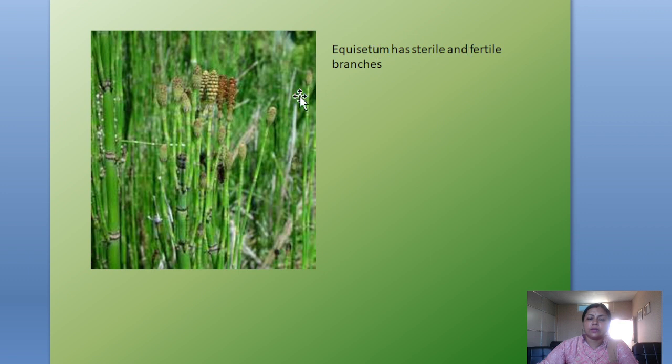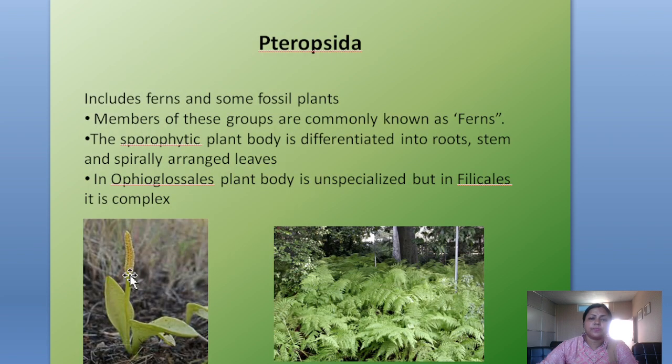See, this is Equisetum. Here the stem in the center contains both sterile and fertile branches. After the Sphenopsida group comes the Pteropsida.